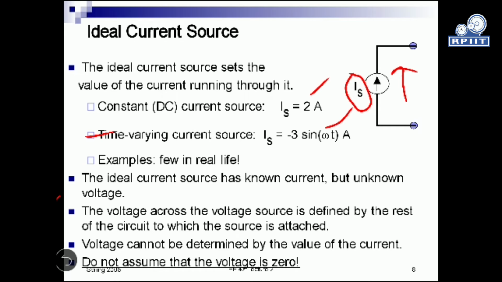The second point is that the ideal current source has known current but unknown voltage. Similarly, like in the ideal voltage source, where current was unknown, here in the ideal current source the voltage will be unknown. The voltage across the current source is defined by the rest of the circuit which is attached with the source itself. And we can't determine the voltage by using this value of current, but at the same time we must not assume the voltage is zero.